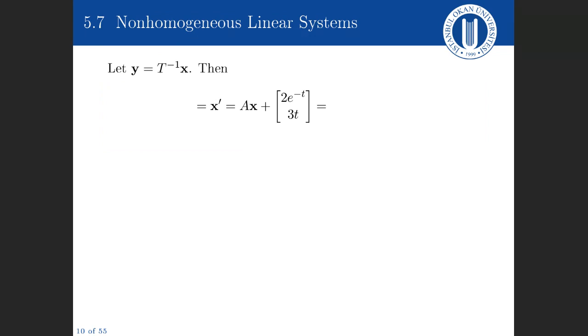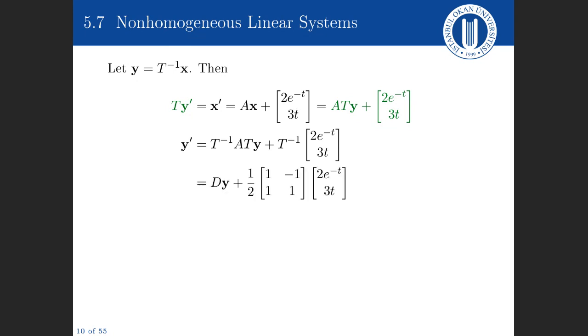Then we can substitute into our equation. Instead of x prime is equal to Ax plus [2e^(-t), 3t], we replace x by Ty. And on the left we have Ty prime, and on the right we have ATy plus [2e^(-t), 3t]. Or y prime is T inverse ATy plus T inverse times [2e^(-t), 3t]. T inverse AT is just D.